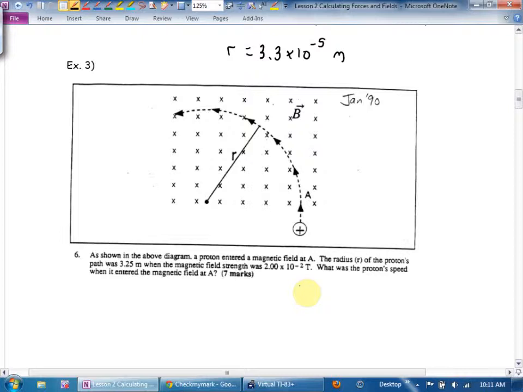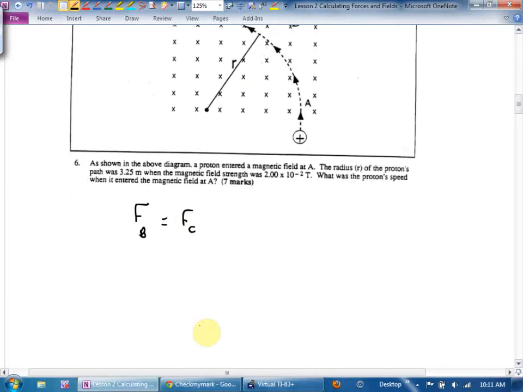What's the proton speed? I would say, well, it's moving in a circle, so magnetic equals circular. I would say QVB equals MV squared over R. Woohoo, one of the velocities cancels. What's this question want me to find? Speed. Get the V by itself. V equals, oh yeah, cross multiplying, stuff moves diagonally. QBR over M, is that right?